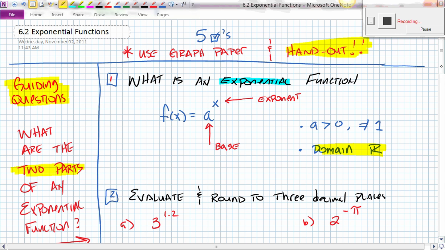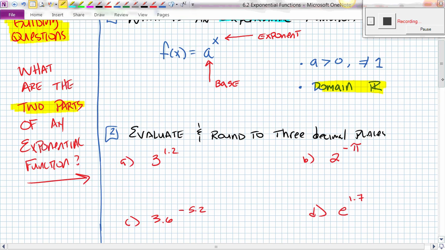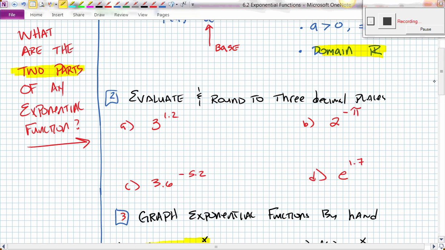All right. So remember, we got two parts, a base and exponent. a has to be greater than 0 but not 1. And the domain is all real numbers. So the guiding question I wrote on the left is, what are the two parts of an exponential function? You probably can already answer those questions. You're going to need your graphing calculators for the second box. So if you don't already have them out, go ahead and take them out. If you don't have one, you can watch mine.